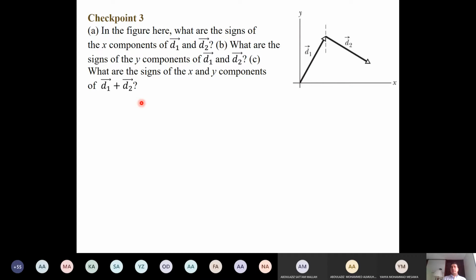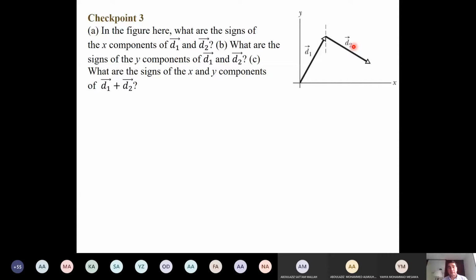Here is a checkpoint, and I want you to participate. There we have two vectors, d1 and d2, shown in the right side diagram. What are the signs of the x components of d1 and d2? What are the signs for the x component of d1? Is it positive or negative? Positive. And how about the x component of d2?